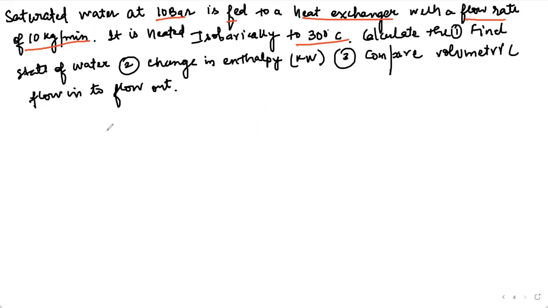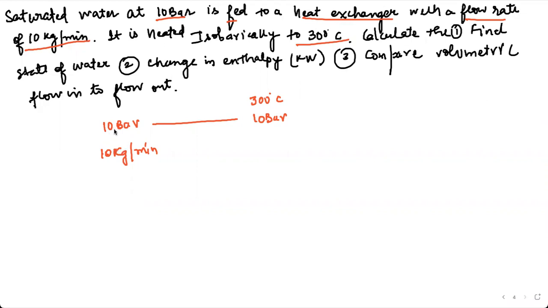So we have saturated water at 10 bars and a flow rate of 10 kg per minute, heated isobarically to 300 degrees Celsius. Isobarically means the pressure is the same, but the temperature is 300 degrees Celsius. Find out the final state of water, the change in enthalpy, and compare the volumetric flow in to flow out.